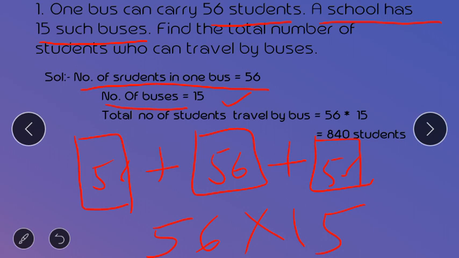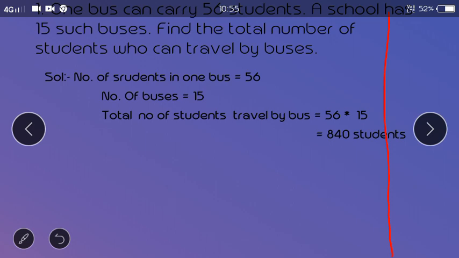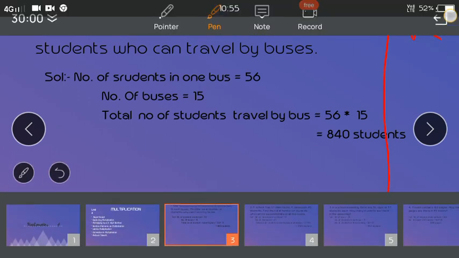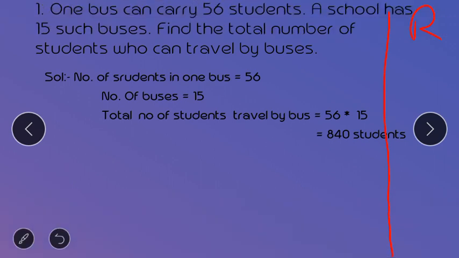Now you have to find out the total number of students who travel by 15 buses. So you have to multiply 56 multiply 15. That multiplication you have to do in the rough work. How do you do it in the rough work? In your copy there are margins given. Like in the copy this side margin is already given. There you can write rough work. RW means rough work. So there you can multiply 56 multiply 15.